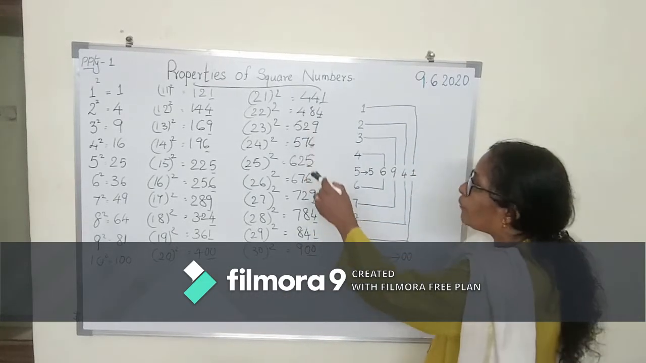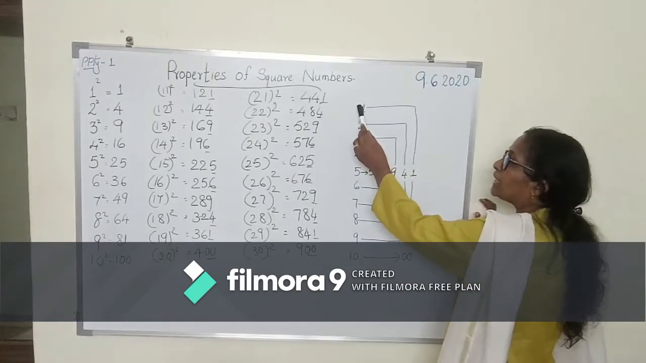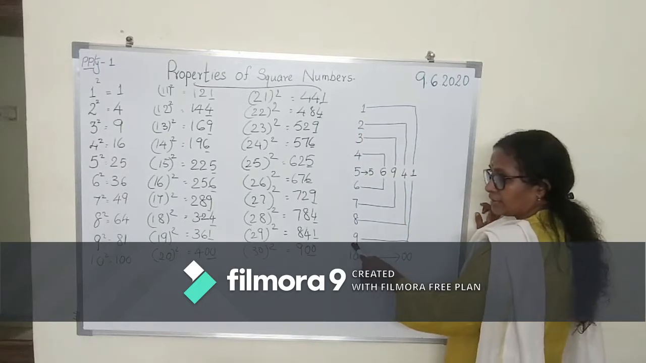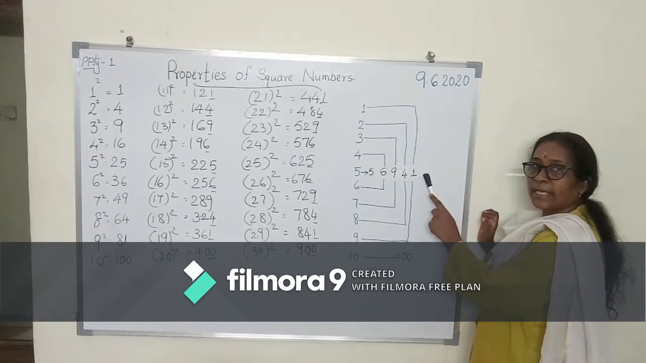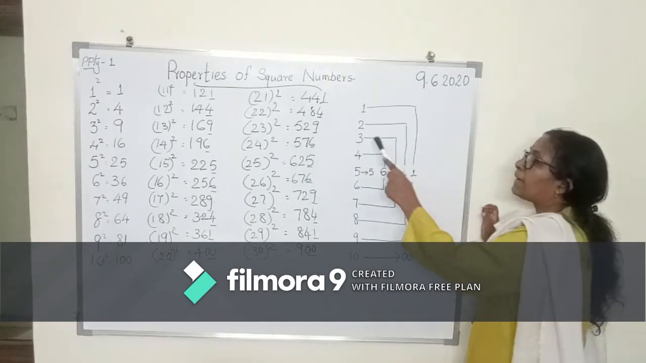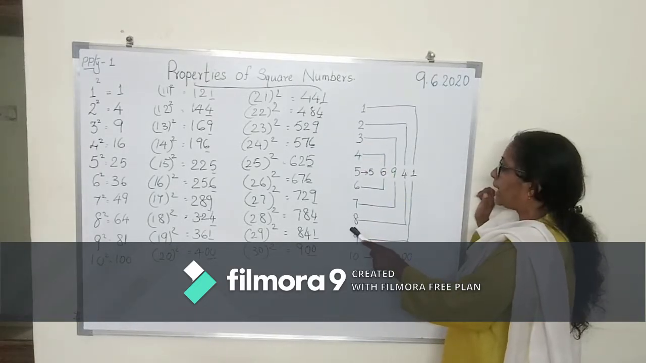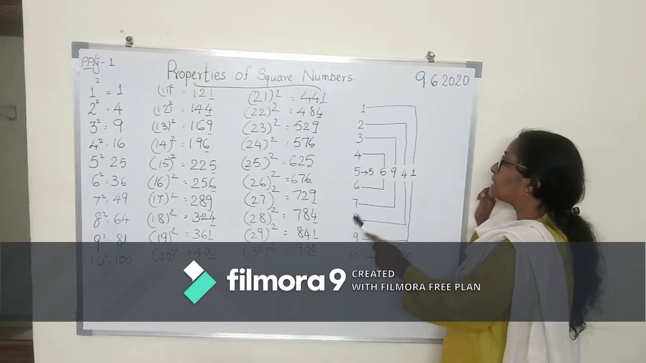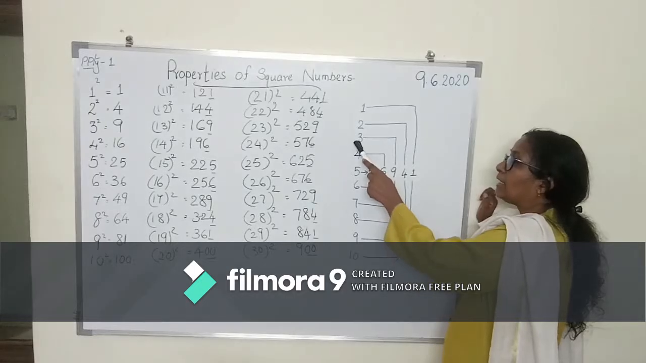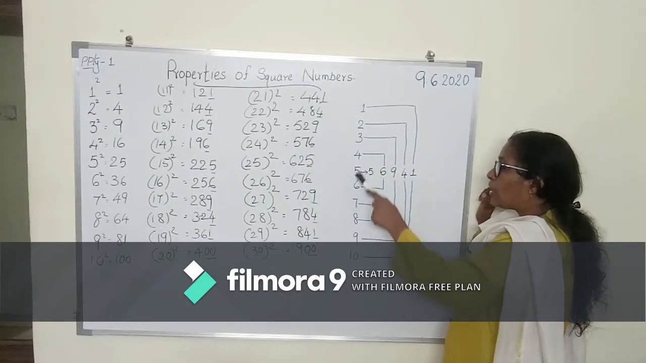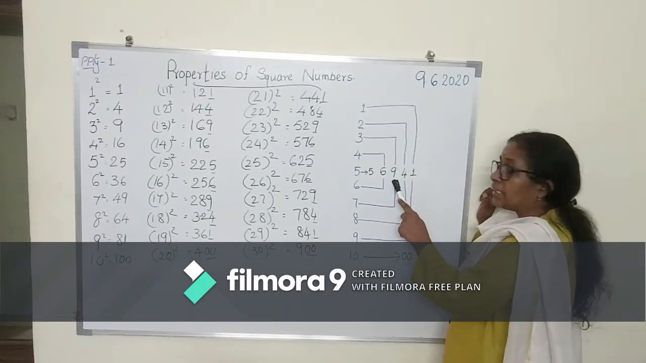Okay, so if you observe all these numbers carefully, you will come to know the numbers which end with 1 and 9 will have their square numbers with 1 in their unit place. The numbers which have 2 and 8 in their unit place will have their square numbers with 4 in the unit place. Similarly, if a number has 3 or 7 in its unit place, its square will have 9 in the unit place.